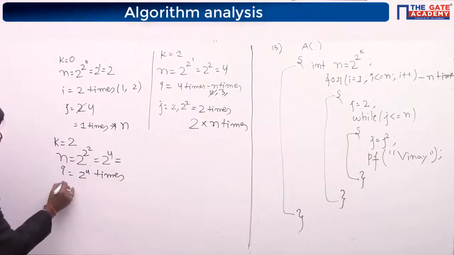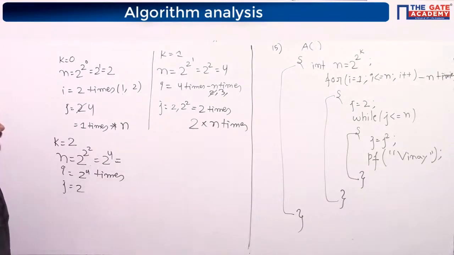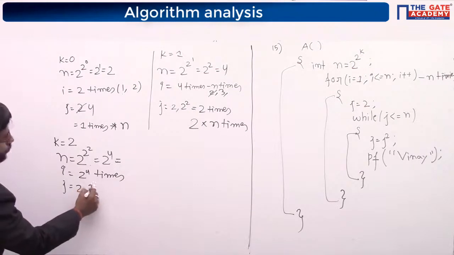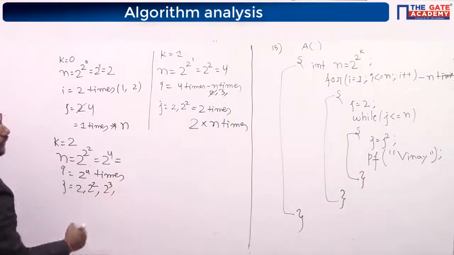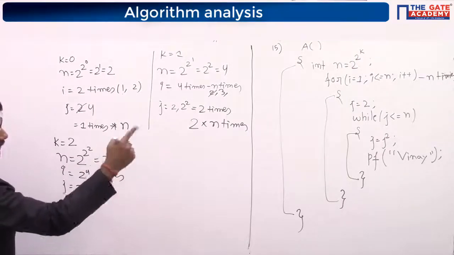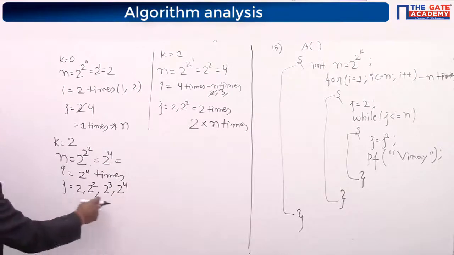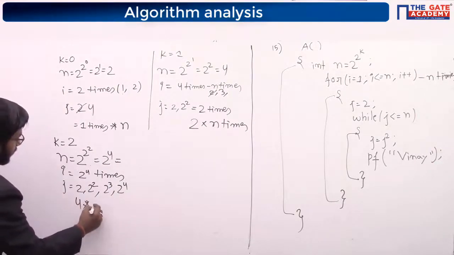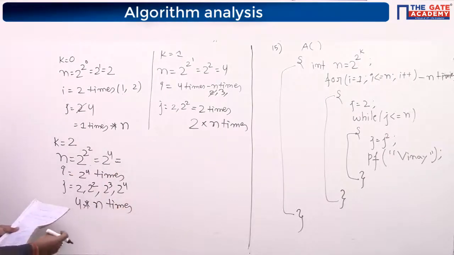Okay, so now j is 2. First 2. 2 is smaller than n, executed, gone inside, it becomes 2 square. Smaller than n, executed, 2 3. 3 smaller than n, 2 to the power 4. So how many times is it going to execute? 4 times. So 4 into n times, whatever is the value of n.